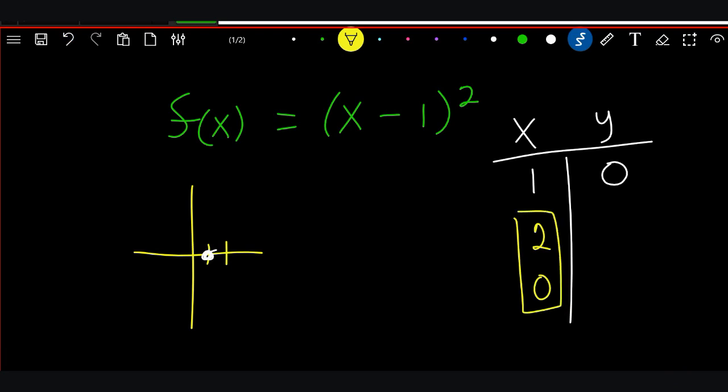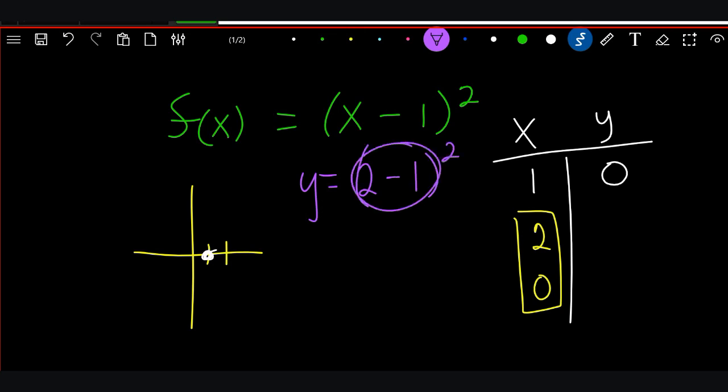These two numbers right here are going to give us the same thing, believe it or not. So watch this. Y equals x is now 2. 2 minus 1 squared. So we have to do inside the parentheses first. What's 2 minus 1? It's 1. What's 1 squared? It's 1.